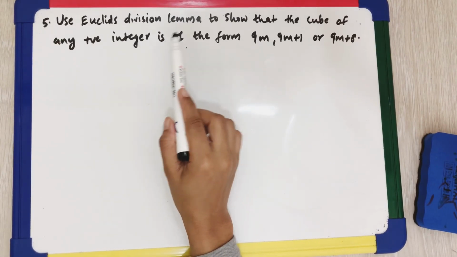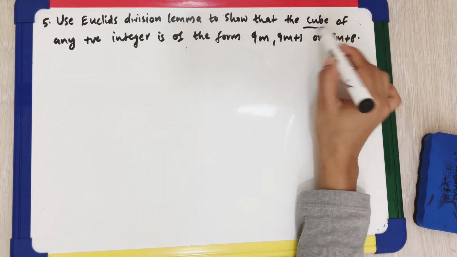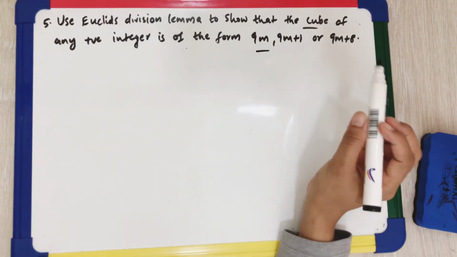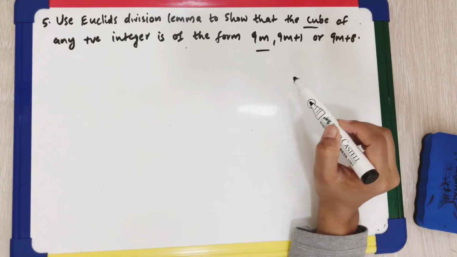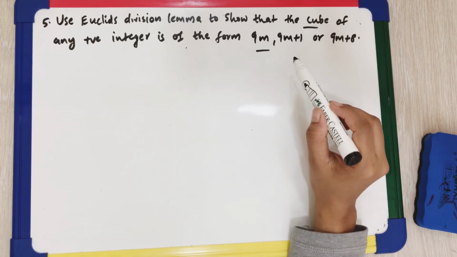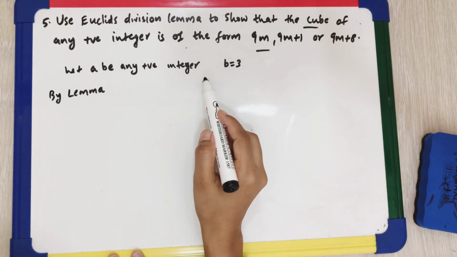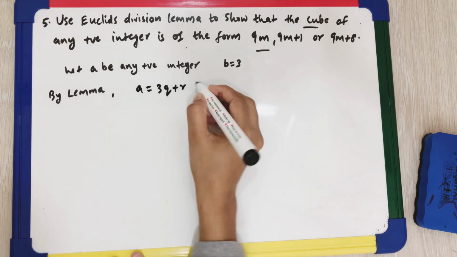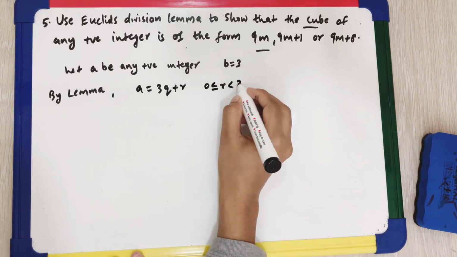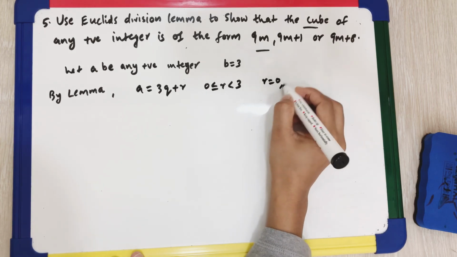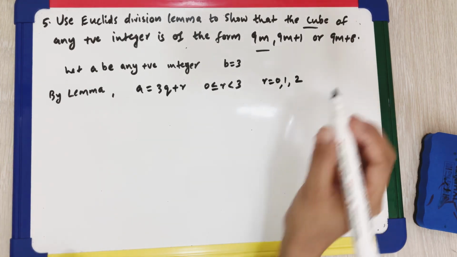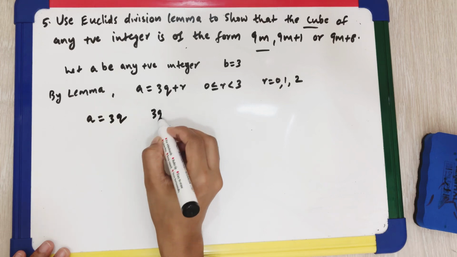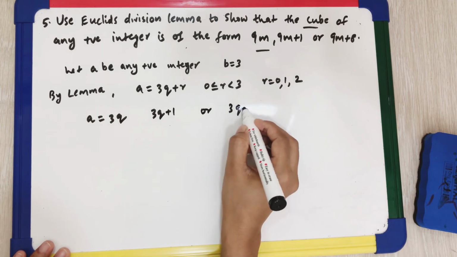Next question. Use Euclid's division lemma to show that the cube of any positive integer is of the form 9m, 9m plus 1 or 9m plus 8. Here we can take a is any positive integer and b equal to 3. We have to find the cube. Let a be any positive integer and b equal to 3. By lemma we get a is equal to 3q plus r with 0 less than or equal to r less than 3. That is r equal to 0, 1 or 2. That is a equal to 3q, 3q plus 1 or 3q plus 2.